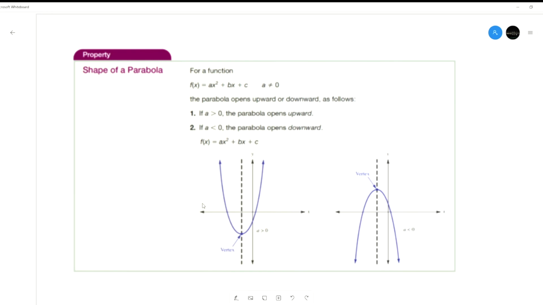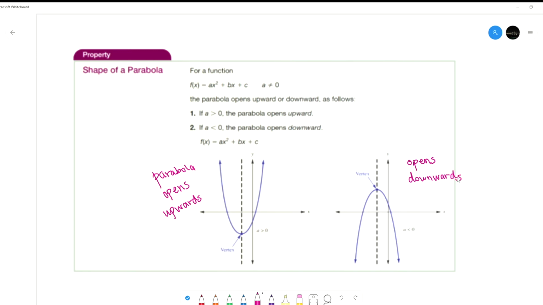And as you can see over here in the bottom left, you have a parabola that opens upwards. This is, let me write this in, this is a parabola that opens upwards. And on the right here, this one opens downwards. So I'll be using these phrases often throughout this section, okay?